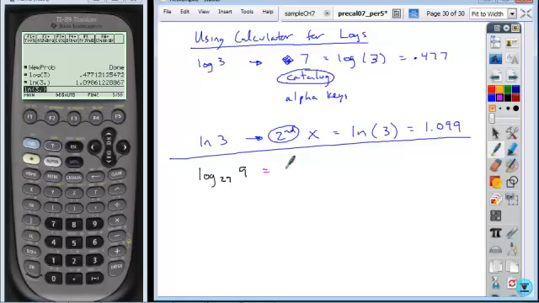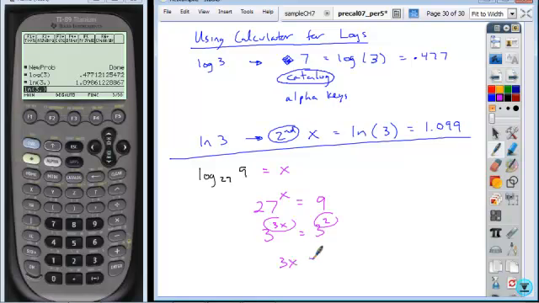27 to the power of x is equal to 9. And then can you rewrite both of these in terms of the same exponential base? So this is 3 cubed to the x. This is 3 squared. Equate their powers. 3x equals 2. Divide both sides by 3. And you get your solution for that.